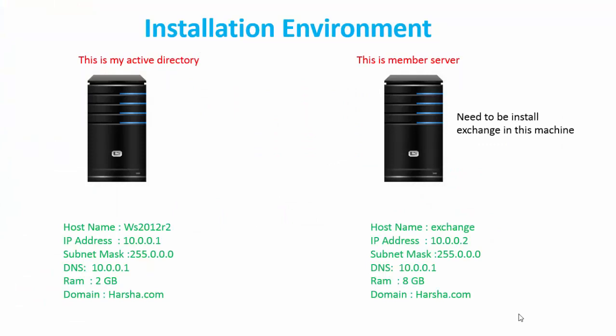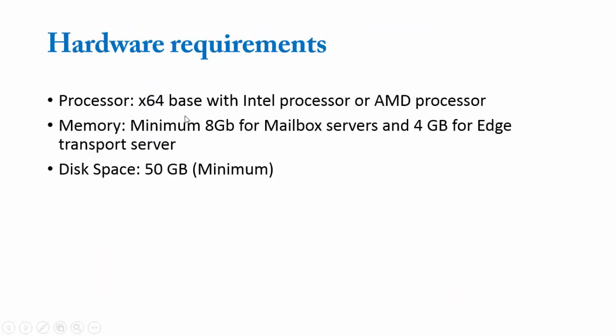Let's have an idea about our installation environment. This is my Active Directory and member server, and on the member server I am going to install Exchange Server 2016. You can find the host names and the subnet mask IDs here, and I have given 6 GB RAM.